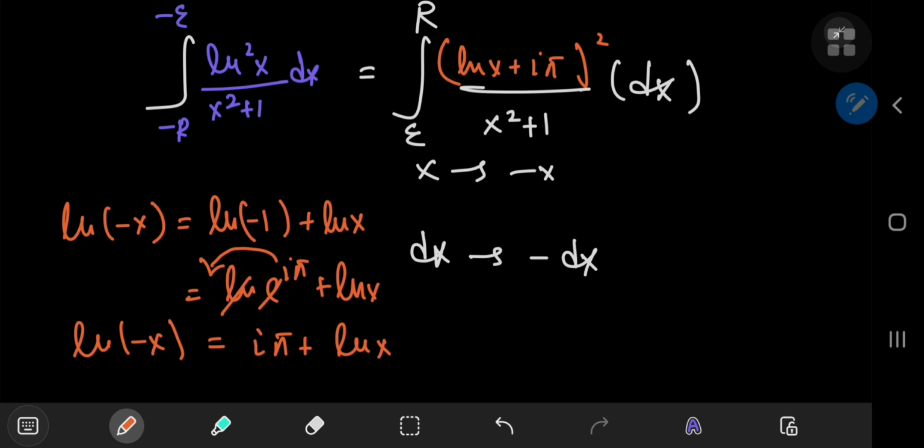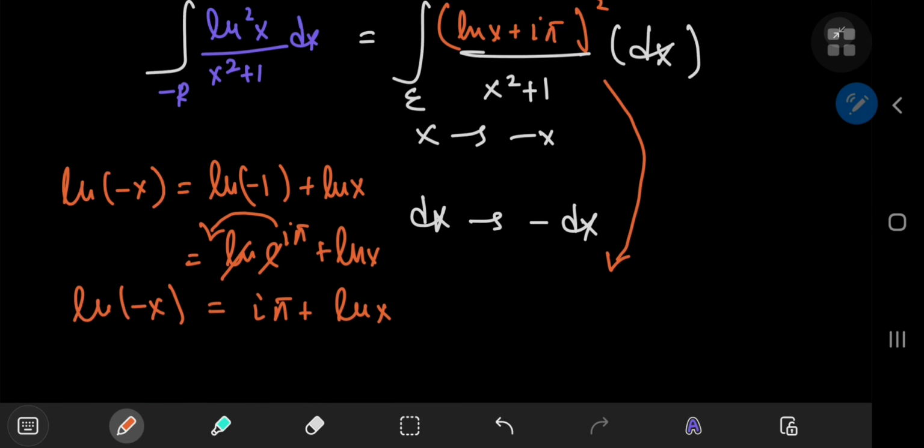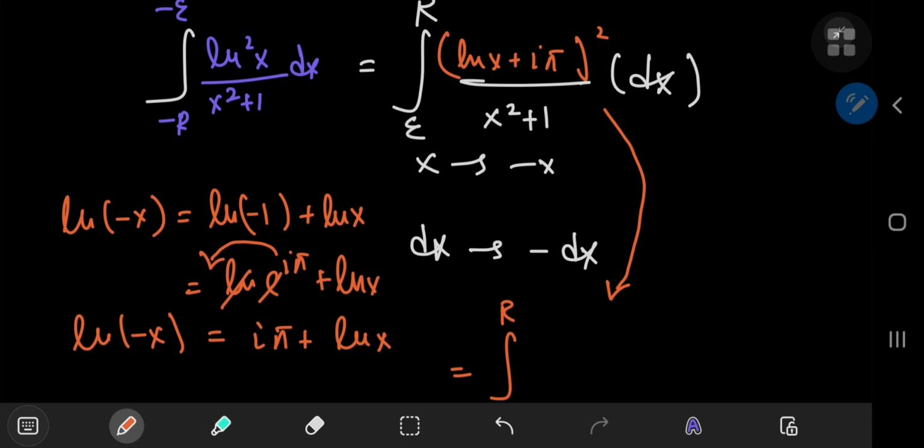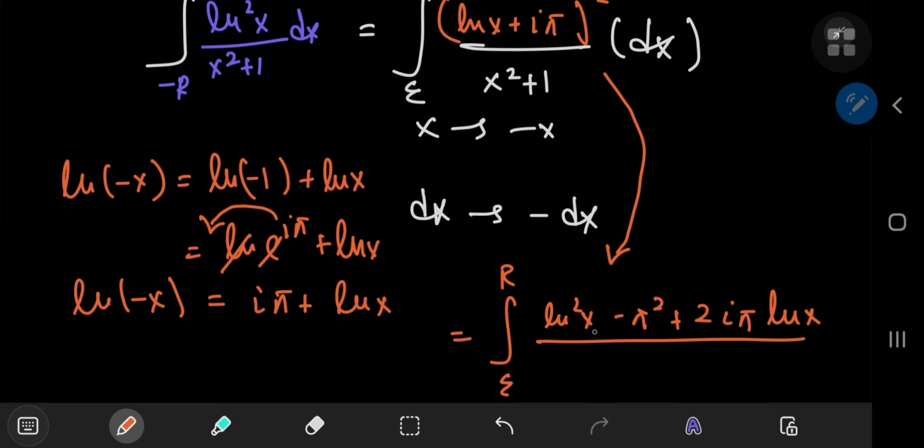And you can expand the square as, then you'll get the integral from epsilon to r of the square of the natural log of x plus i squared pi squared, which is of course negative pi squared, plus 2 i pi natural log of x, correct? And all of this is being divided by x squared plus 1.